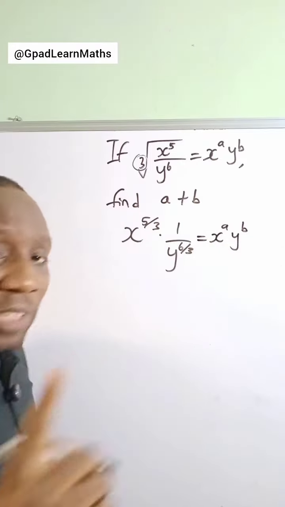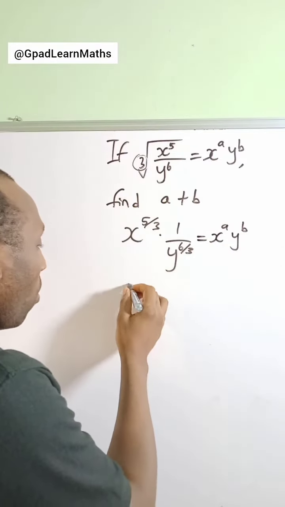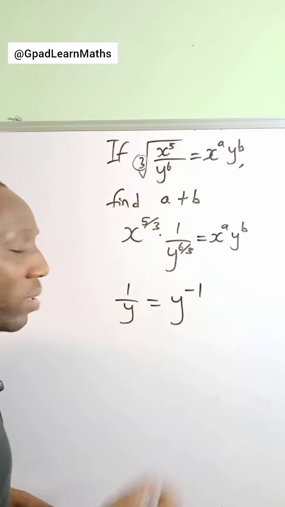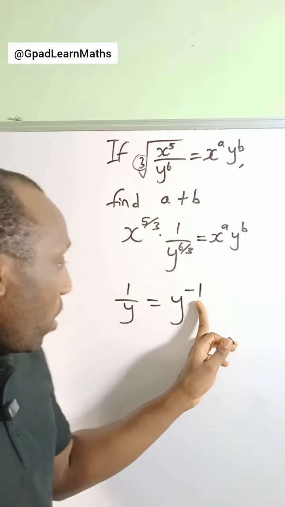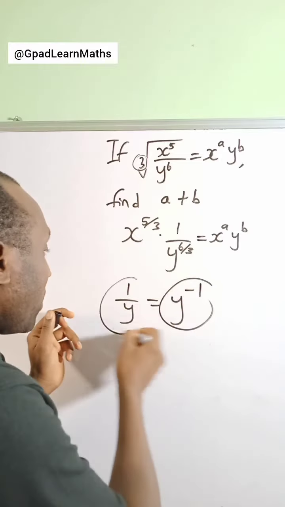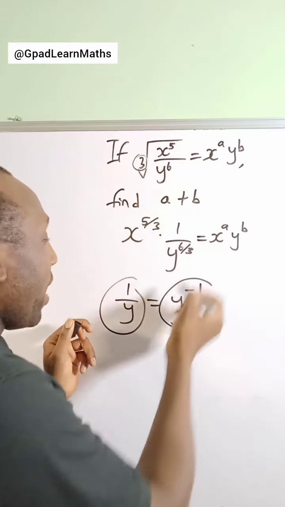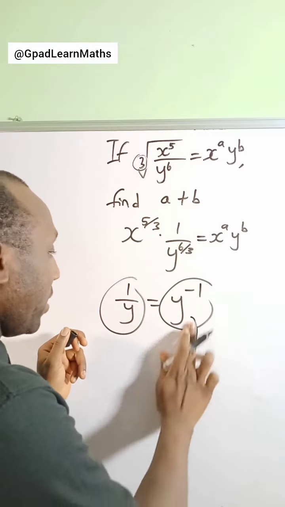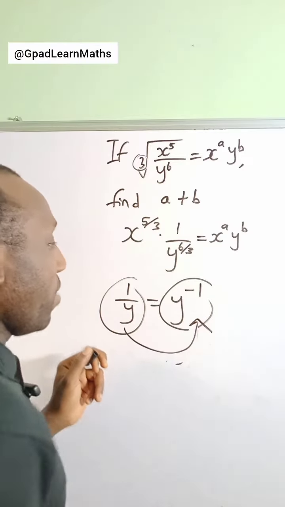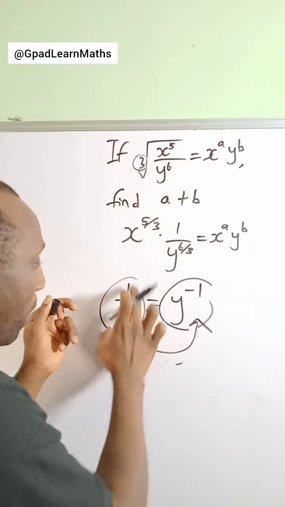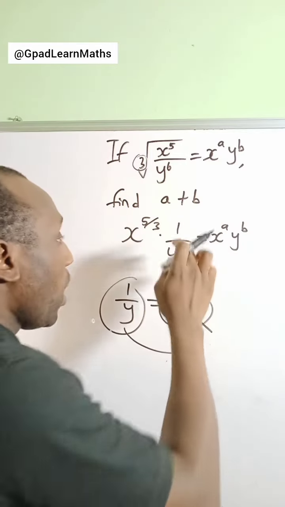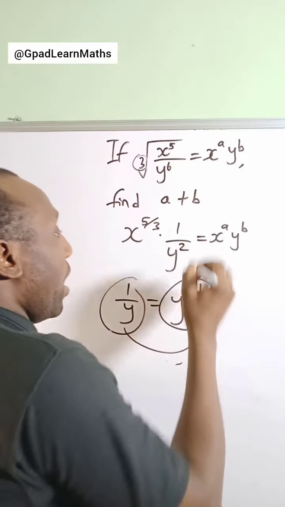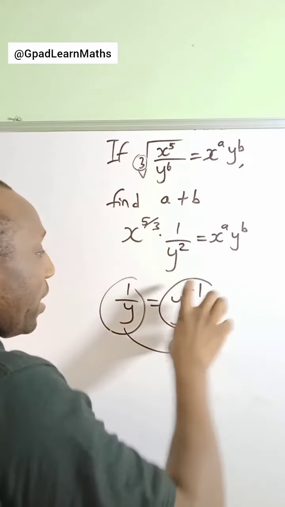B. From one of the laws of indices, if you have 1 over y, for instance, this can be expressed as y raised to the power -1. This is the negative index law. Because I don't want this fraction here, I'm going to rewrite it from this form to this form. Now, 6/3 is already 2, so let me just erase this and write 2 here.